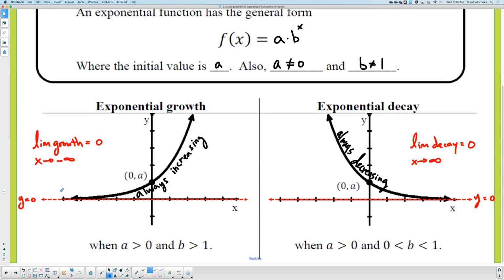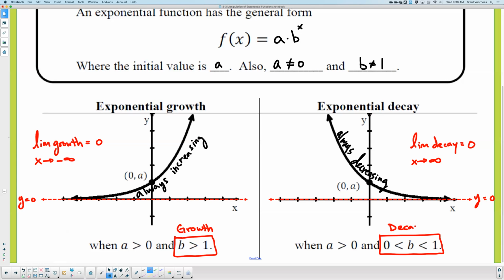Oh, one more thing. To be growth, typically we think of the base. Now, negative a would throw this off, but for the most part, if the base is bigger than 1, we typically think of this as growth. Again, you can transform it with a negative out front, and sure, that would change it. But without transformations, if b is greater than 1, it's growth. If b is somewhere between 0 and 1, it's decay.